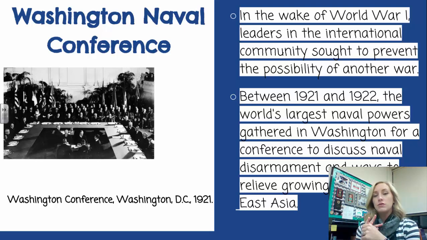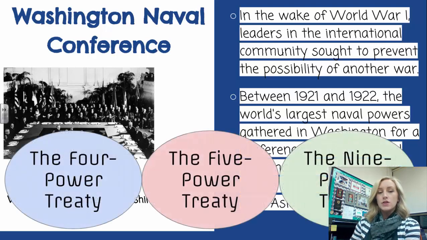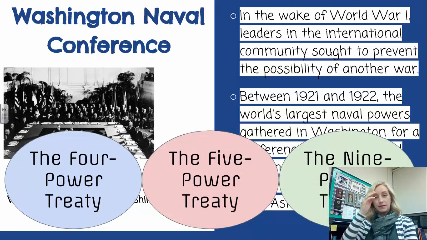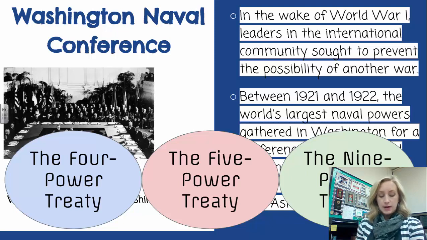So between 21 and 22, the world's largest naval powers gathered in Washington for a conference where they discussed naval disarmament, right? Think of arms as the right to bear arms, right? Disarmament, so getting rid of all of the military power, essentially, and ways to relieve growing tensions in East Asia, which was the biggest concern. And according to the United States, Japan was the biggest concern because they were such a growing power at the time. So we actually have 4 things that arise out of this. We have 3 power treaties, and then the Kellogg-Briand Pact, which we'll talk about as well.